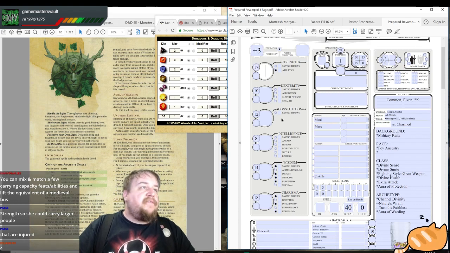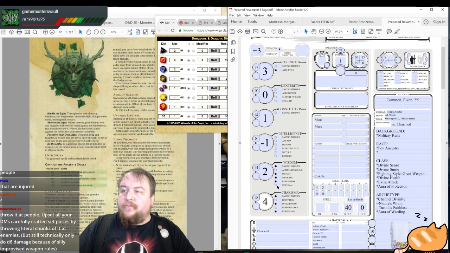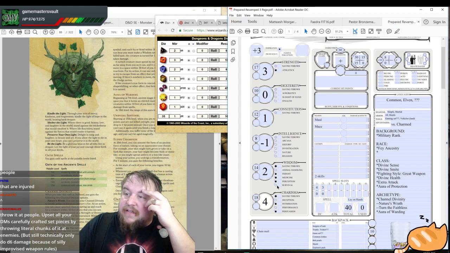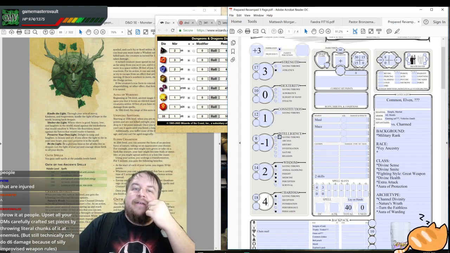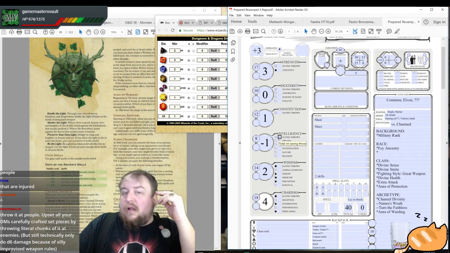Alright, this is going to give her a 3 strength, 0 dex, 1 con, -1 int, 2 wisdom, and 4 charisma. Throw it at people, upset all your DM's carefully crafted set pieces by throwing literal chunks of it at enemies, but still technically only do d6 damage because of silly improvised weapon rolls. Well, it does actually indicate that if something resembles, like, you're wielding a tree trunk, and it's more like a maul, then use like a maul stat.